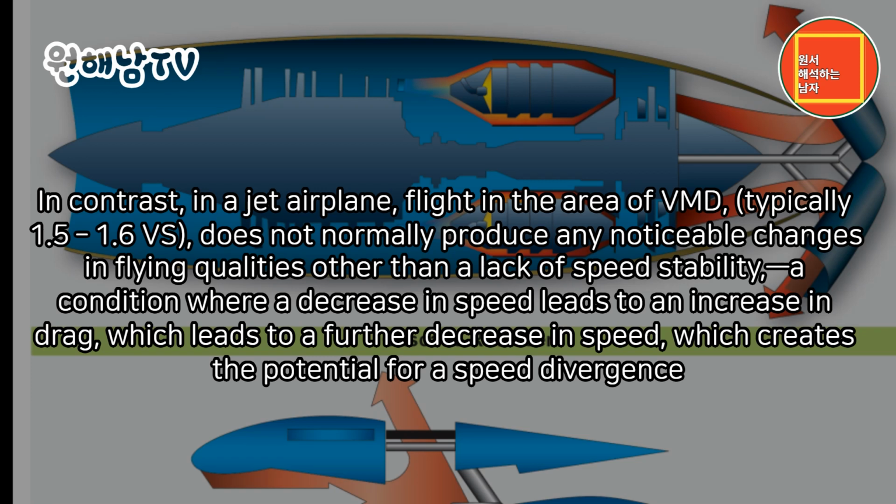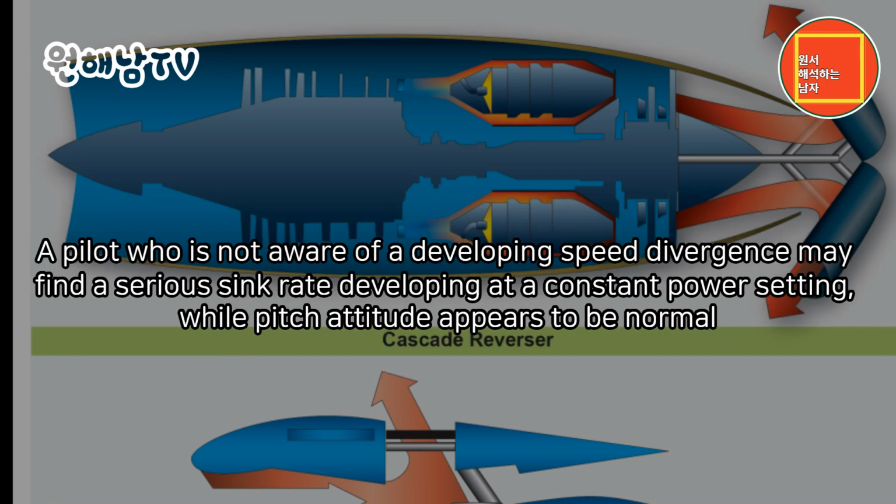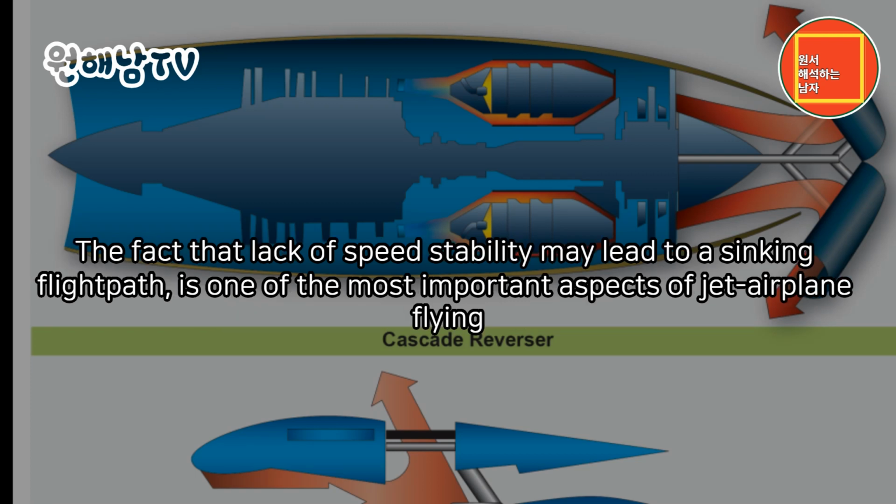Stability. A condition where a decrease in speed leads to an increase in drag, which leads to a further decrease in speed, which creates the potential for a speed divergence. A pilot who is not aware of a developing speed divergence may find a serious sink rate developing at a constant power setting, while pitch attitude appears to be normal. The fact that lack of speed stability may lead to a sinking flight path is one of the most important aspects of jet airplane flying.